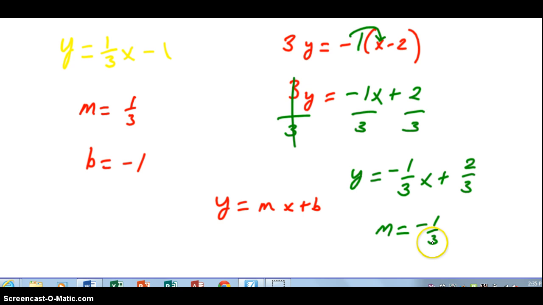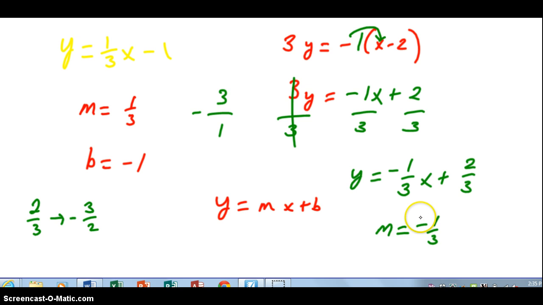What do we need for them to be perpendicular? Well, look at this. If I had 2/3, what's the reciprocal of 2/3? Flip it: 3/2. But in order to be perpendicular, I'd have to have the opposite or negative reciprocal. So take 1/3, flip it. What do you have? 3/1. And negate it.